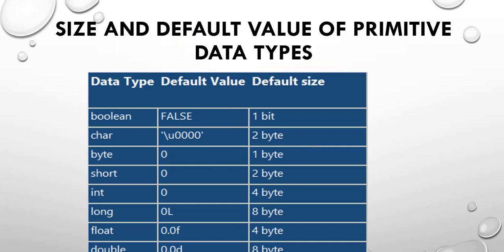Every data type will have a default value, and it also occupies a certain size. So a boolean value will have a default value of false and 1 bit, and the character occupies 2 bytes. The data type byte will have a default value 0, and it has a default size of 1 byte, short 2 bytes, integer 4 bytes, long 8 bytes, float 4 bytes, and double 8 bytes. This is about the size and default values of the primitive data types.